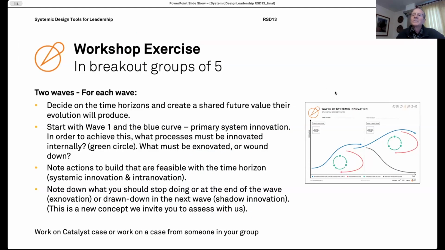So Kristel, yes. What we are doing now, we will put you in breakout groups of 5, and the idea is to just discuss the tool together and maybe already start from a concept. It could be the Catalyst case or one of your own, and see how this works. So you start with wave 1, you think what you will do as a systemic innovation, then you go to the exnovation, you think about what should be phasing out, and so on. And we go to each of them.